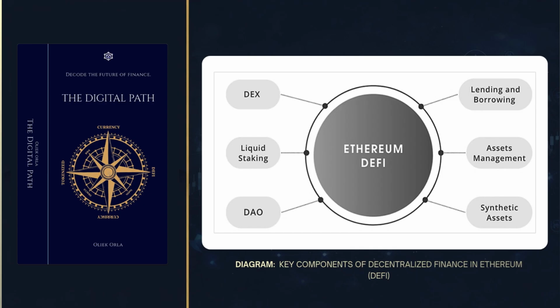If the value of collateral falls below a threshold, the system automatically liquidates the position. A special feature is flash loans, uncollateralized loans that must be repaid within a single transaction. They are widely used for arbitrage and advanced financial strategies.